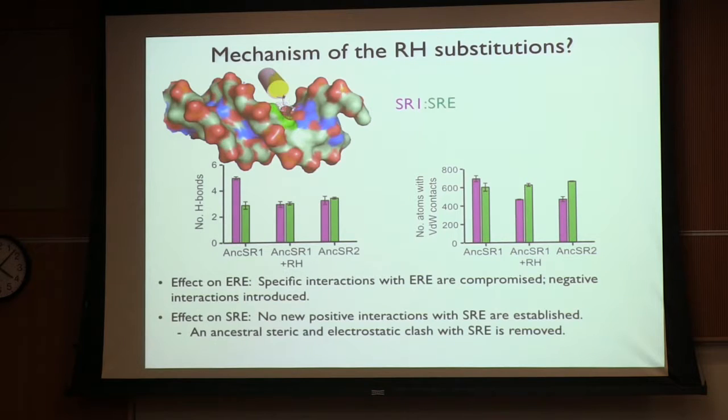And let me show you what I mean. So the SRE has the AA in the response element. And on the other strand, there are two Ts, which have these bulky methyl groups, which are shown right here. And those bulky methyls clash. If we model in the ancestral SR1 with its glutamate, those clash sterically with that glutamate in its ancestral position.